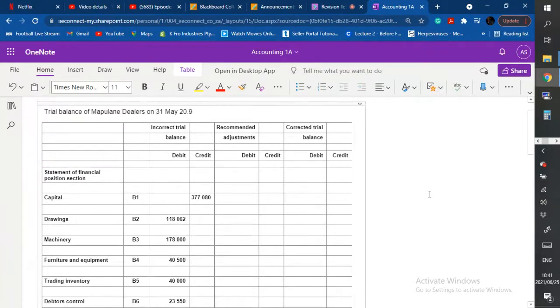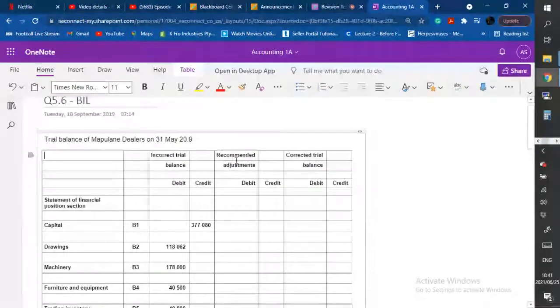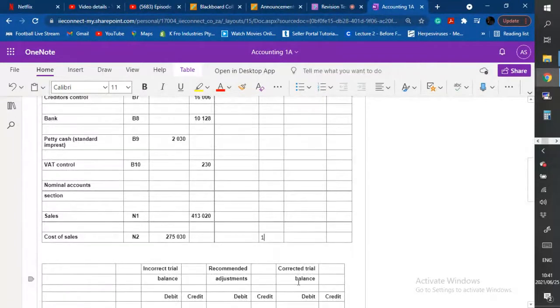So the first problem here is that cost of sales was never supposed to be involved. The first thing we need to do is credit cost of sales to remove this 1,700 debit. So we go to cost of sales. Let's scroll down and look for it. We know it's in the nominal account section. There we have our cost of sales. Can you see now, in the column of recommended adjustments, what we do is we credit cost of sales by 1,700. Then we've rectified that. But now the other thing is we need to go to drawings. We know that we need to debit drawings, because trading inventory being credited 1,700 is correct, and at the VAT exclusive amount. No problems there.